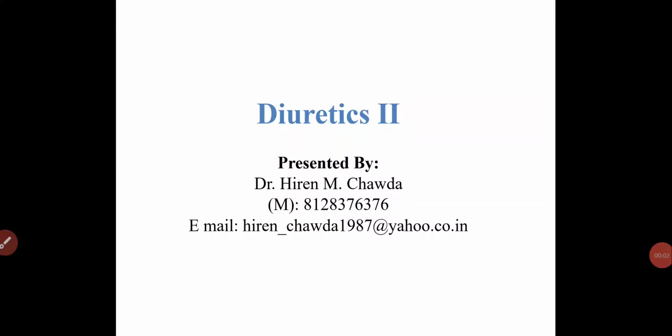Previously, we discussed diuretics 1. In diuretics 1, we discussed loop diuretics, thiazides, and carbonic anhydrase inhibitors. Today, we discuss the potassium sparing diuretics and osmotic diuretics. So, let's see.